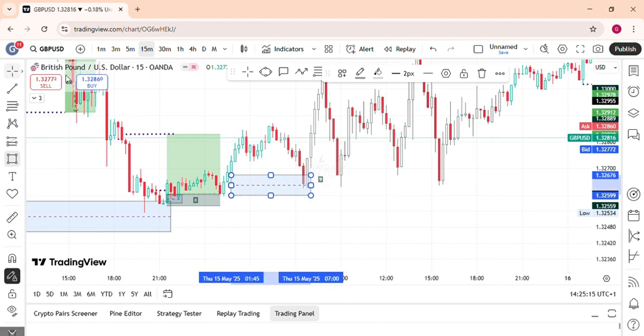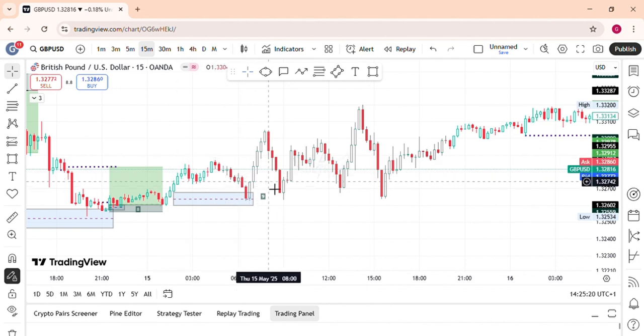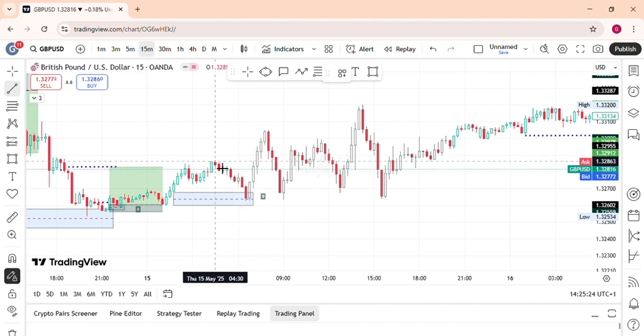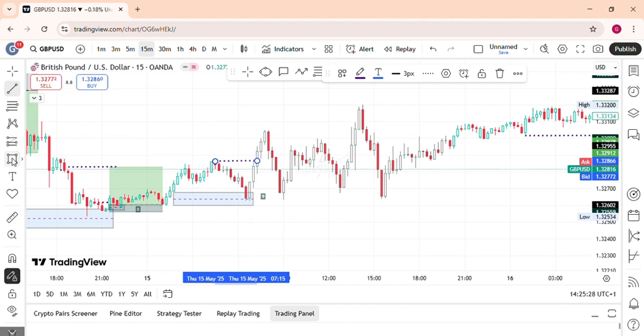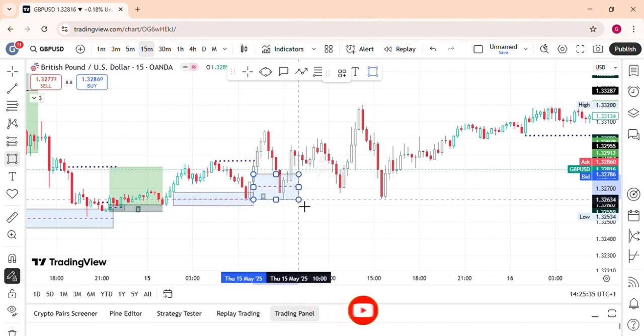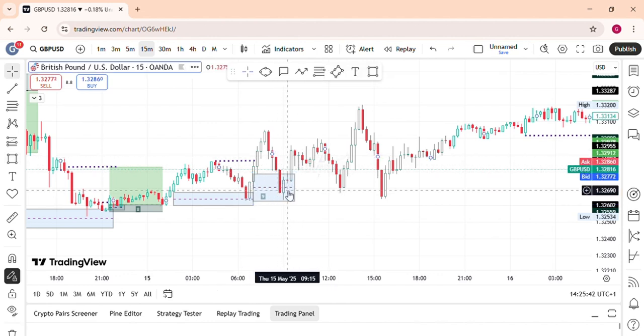The next thing we should be looking for is a break of market structure and a fair value gap still. So we have a fair value gap and we have a break of market structure here. And we also have a fair value gap here. So from this fair value gap, we should take it like this. Price coming down.